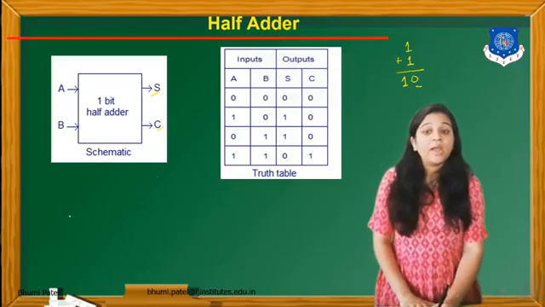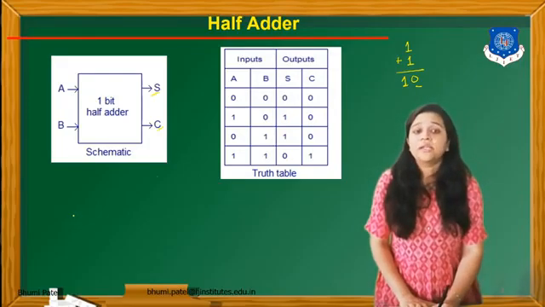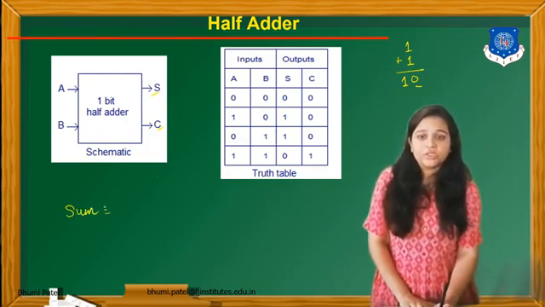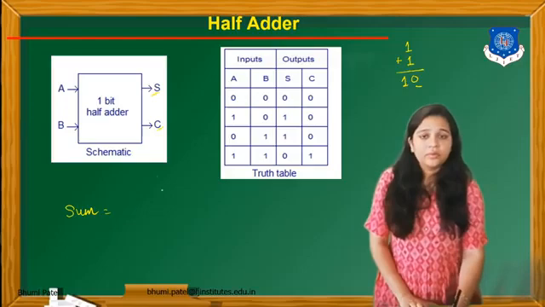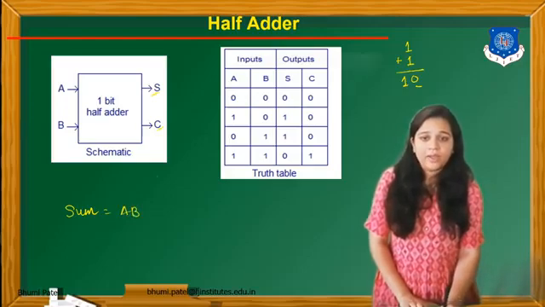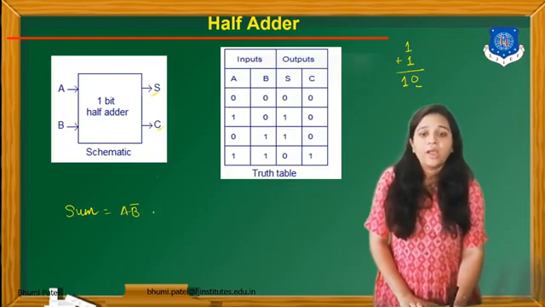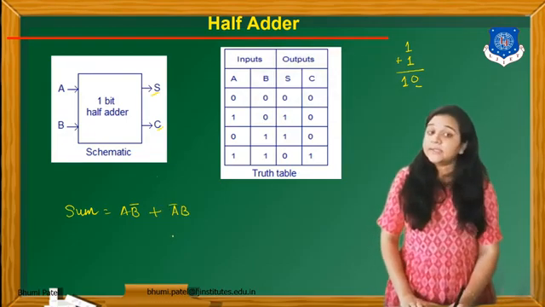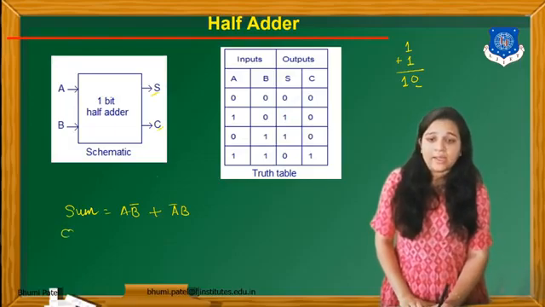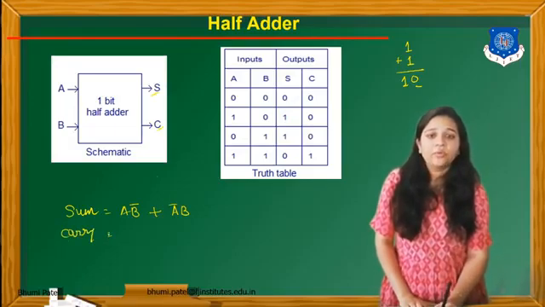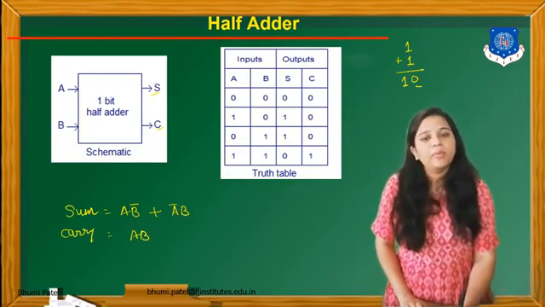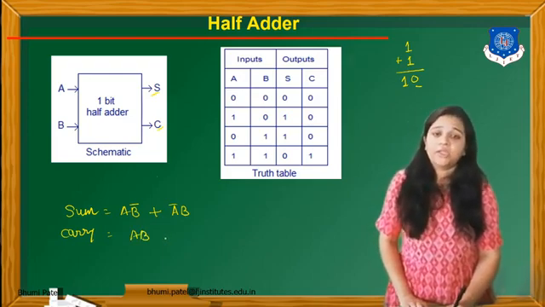Now the next step is to write the equation using this truth table. What is the equation for the sum? Sum is equal to A B bar plus A bar B. Whenever the sum output is high, we write the equation in this manner. Now what is the equation for the carry? Carry C is equal to the multiplication of the two inputs A and B, when both are high. So these are the equations for the half adder.